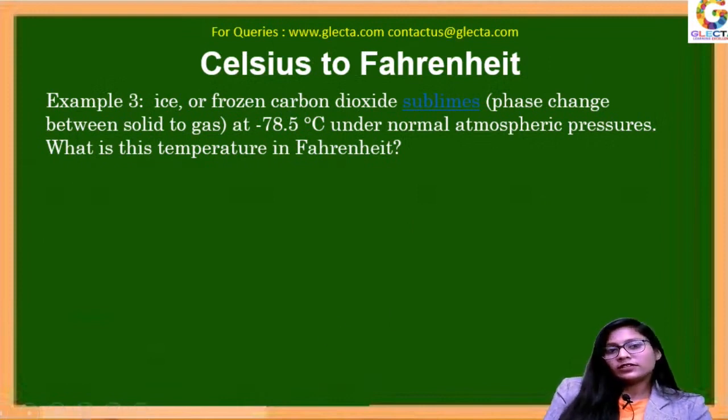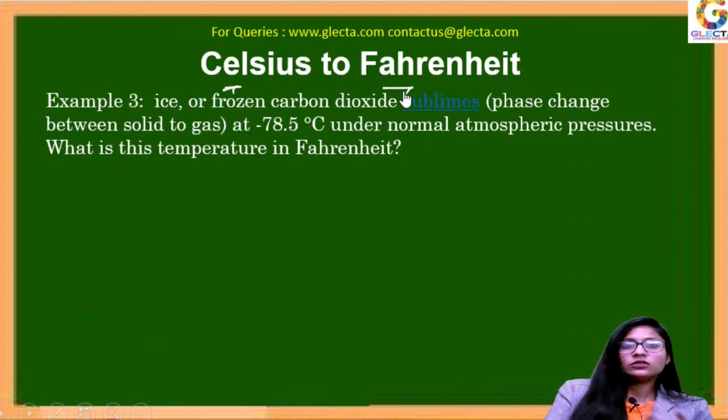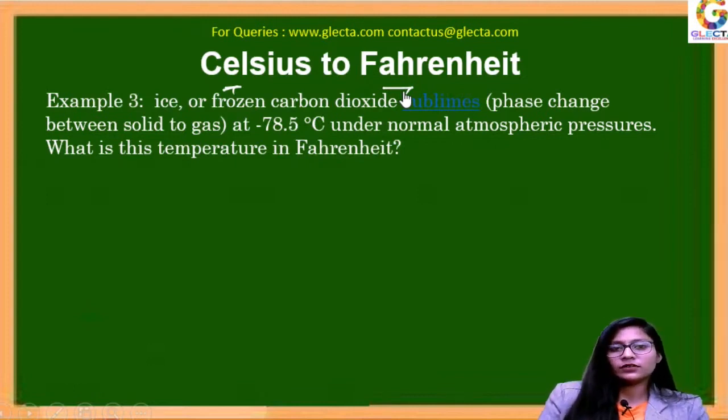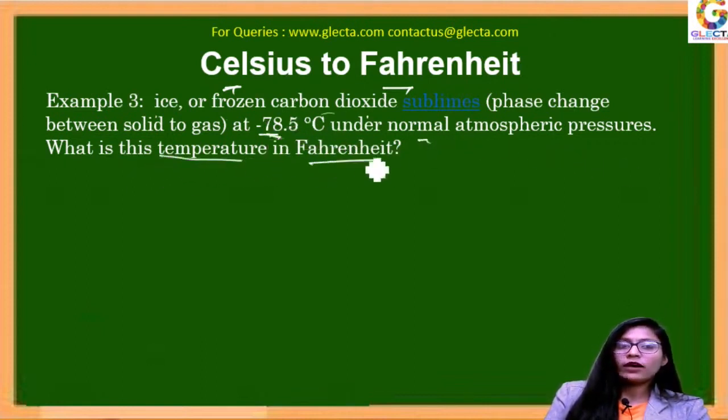Yes. In this question, you have to change the Celsius into the Fahrenheit. In the previous question, we were converting the Fahrenheit into the Celsius. Now we have to convert the Celsius into the Fahrenheit. The question is that ice, or the frozen carbon dioxide, changes at minus 78.5 degrees Celsius at a normal atmospheric pressure. What is this temperature in Fahrenheit?